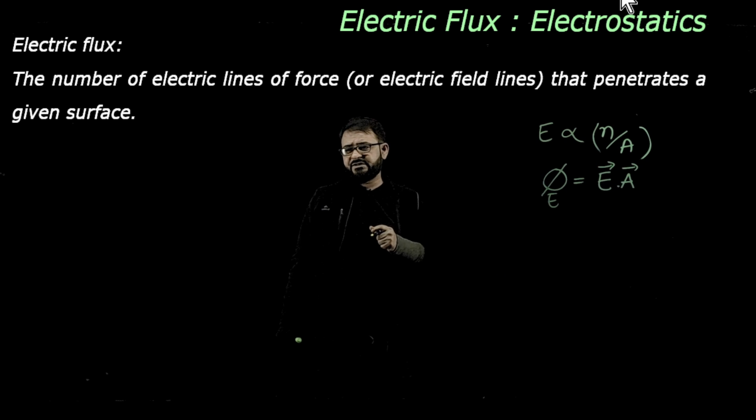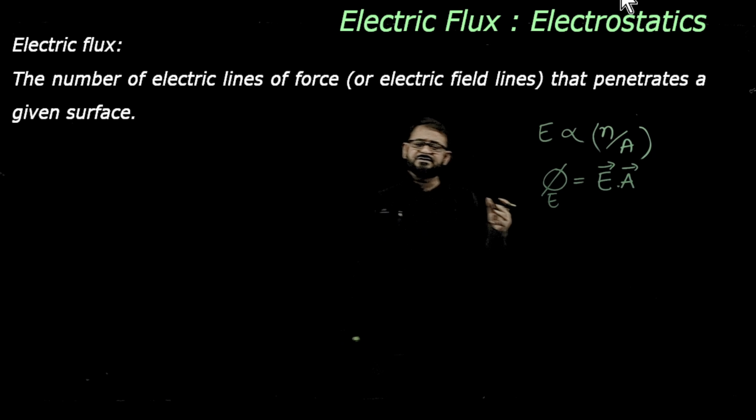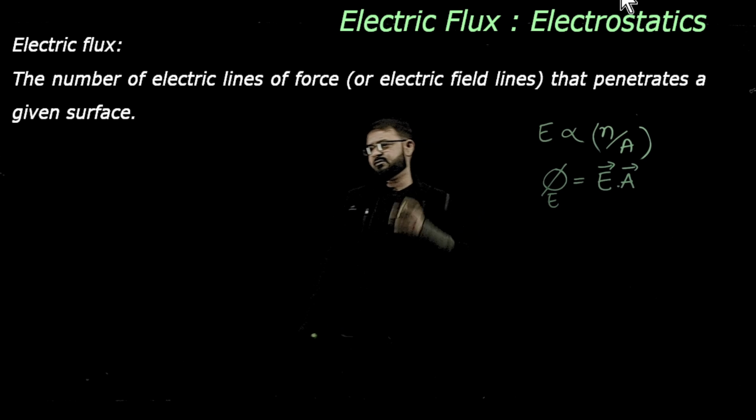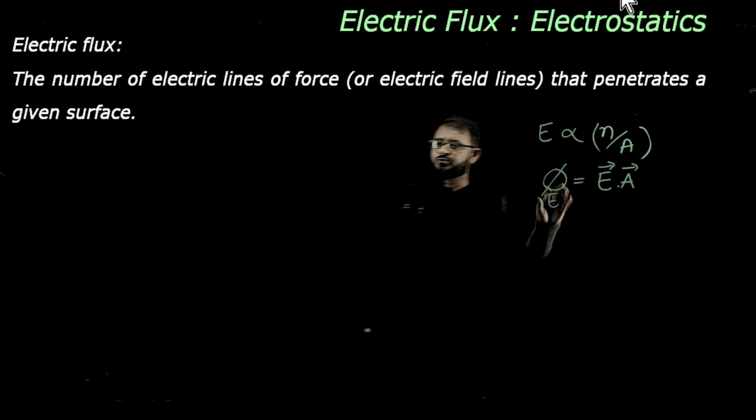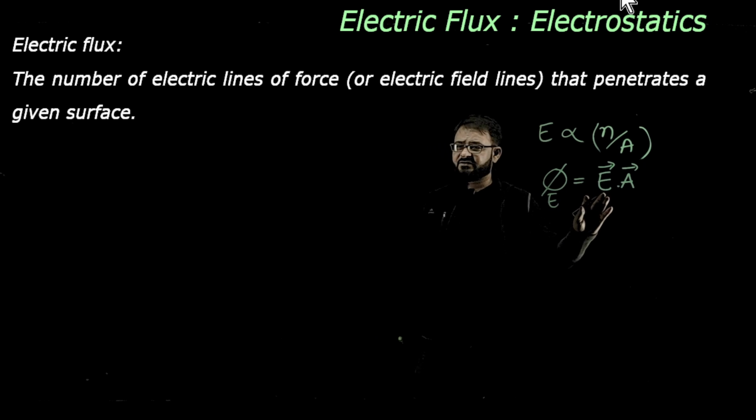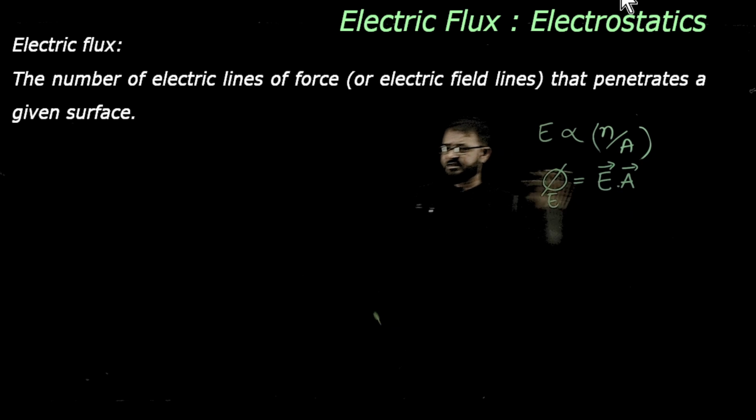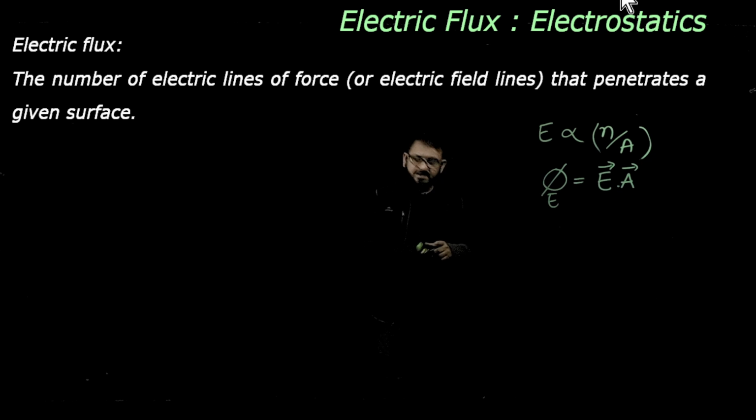Flux is a composite quantity and it's a scalar physical quantity. Scalar means it has no direction, and it is a dot product of two physical quantities. First is the electric field, second is the area vector. Okay, let's try to understand these concepts step by step.